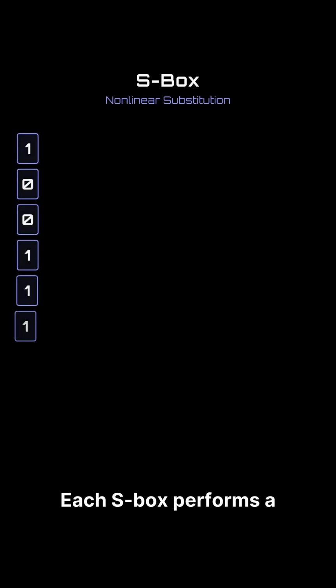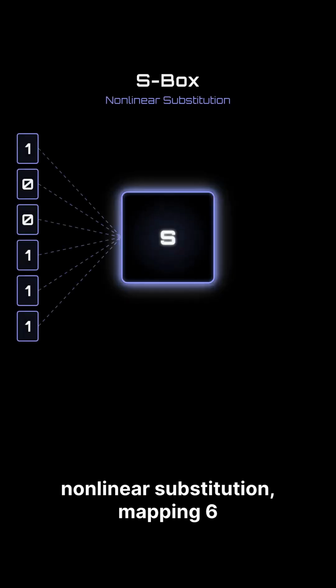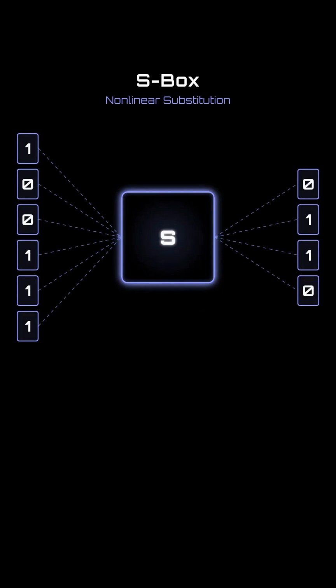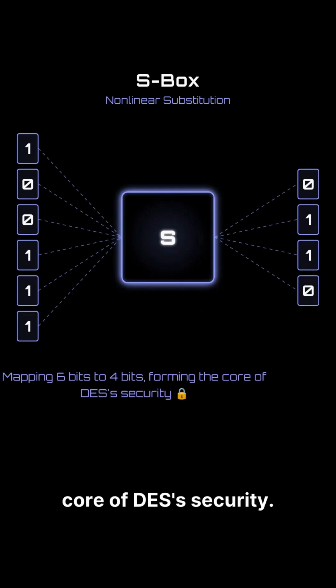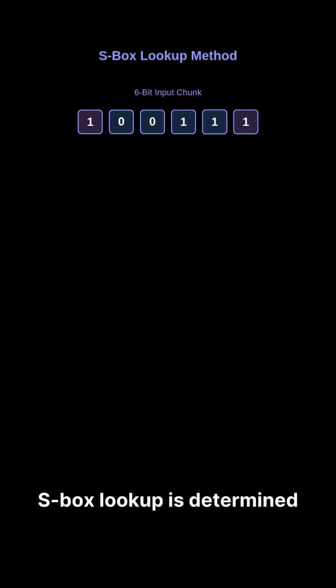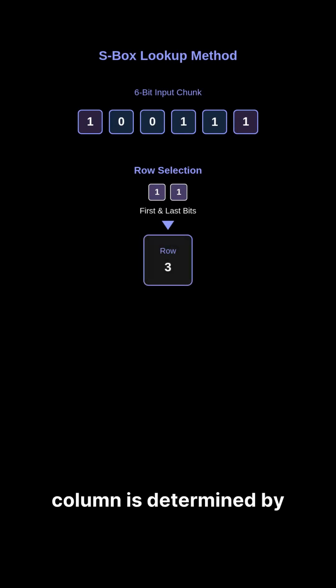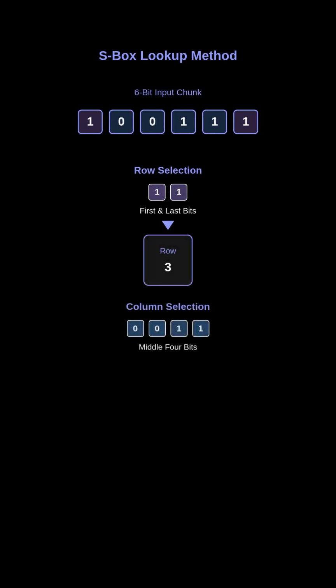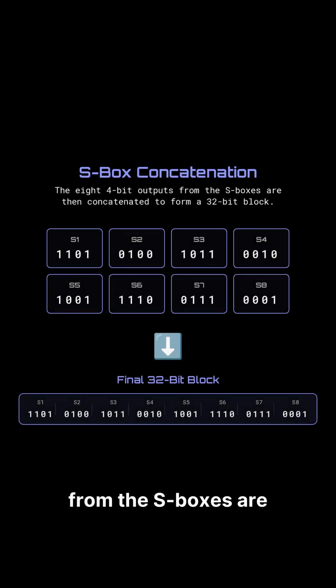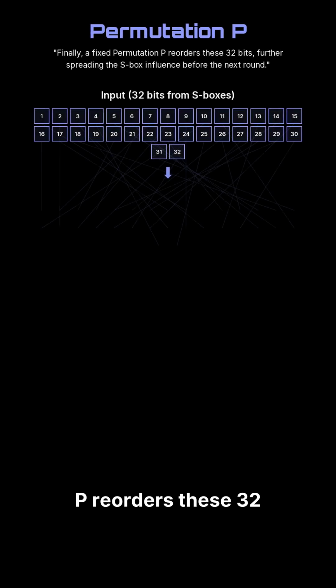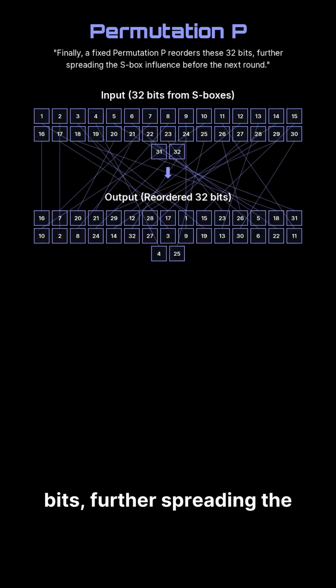Each S-box performs a non-linear substitution, mapping 6 input bits to 4 output bits, forming the core of DES's security. The row for the S-box lookup is determined by the first and last bits of the 6-bit chunk, while the column is determined by the middle 4 bits. The 8 4-bit outputs from the S-boxes are then concatenated to form a 32-bit block. Finally, a fixed permutation P reorders these 32 bits, further spreading the S-box influence before the next round.